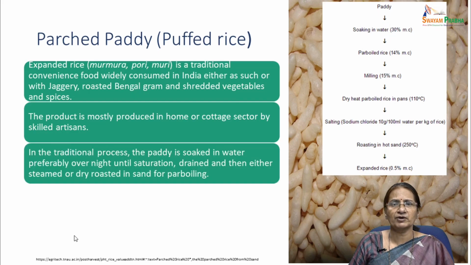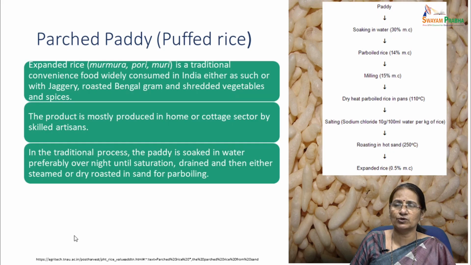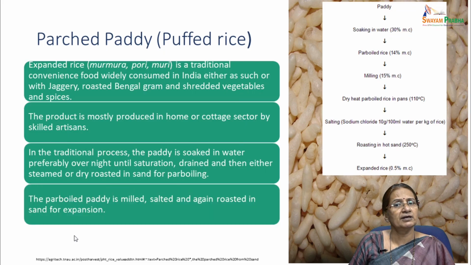In the traditional process, the paddy is soaked in water, preferably overnight until saturation, drained and then either steamed or dry roasted in sand for parboiling. The parboiled paddy is milled, salted and again roasted in sand for expansion.